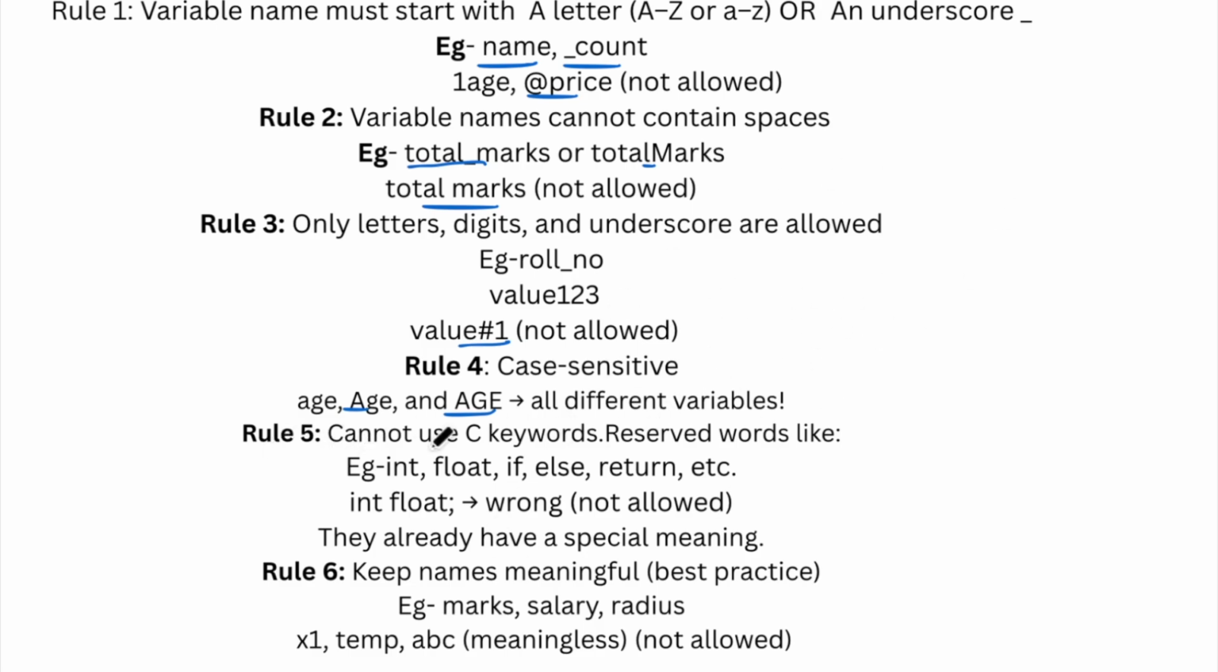Number 5, we cannot use C keywords, reserved keywords like if, int, float, else, return. These words already have special meanings in themselves, so we can't use them. Number 6, keep names meaningful. Like we can give marks, salary, or radius. We just can't give any kind of name like x1, temp, abc. So these are some of the rules that we keep in mind while naming a variable.